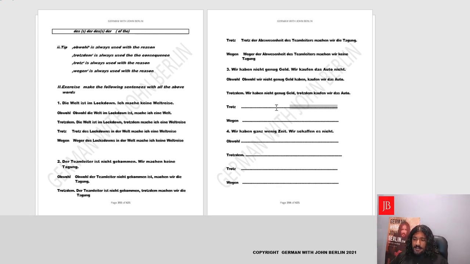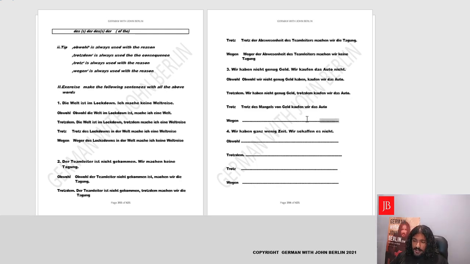Fantastic. Now we have here trotz, in spite. How could we be creative and say in spite of the, you could say, scarcity of money. So scarcity is Mangel. So basically trotz, it always comes with a reason. The reason is there is no money. Yes, there is not enough money, so we'll follow the reason and introduce in spite with it. Trotz des Mangels von Geld, in spite of the scarcity of money, kaufen wir das Auto, we buy the car.